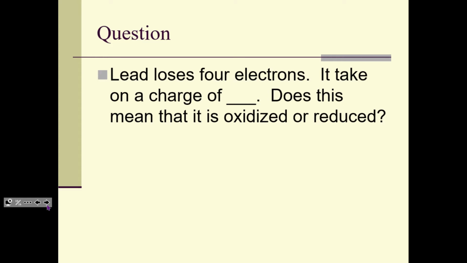So if lead loses 4 electrons, it takes on a charge of blank. So lead is Pb. If it loses 4 negative electrons, it is going to become plus 4. Does this mean that it's oxidized or reduced? Well, in our last video, if we lose electrons, that is an oxidative process.